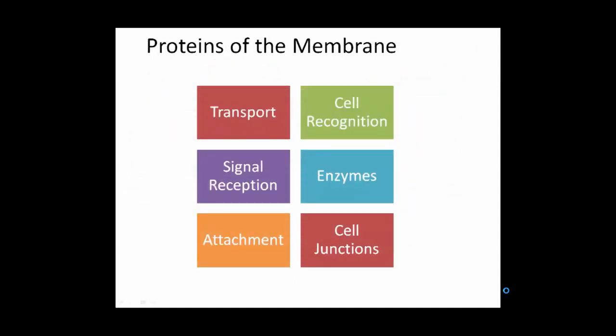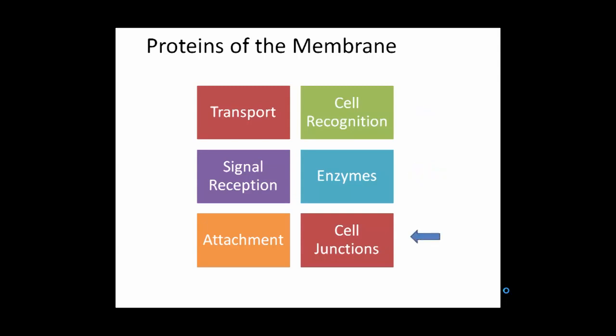So there are several different proteins besides cellular recognition. We have transport proteins that transport various substances. You have signal reception proteins, attachment proteins for support, of course cell recognition, enzymes embedded in the membranes, and cell junctions.